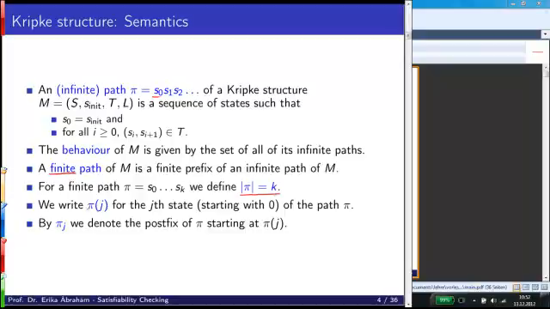Then we will use some auxiliary notation, P of j. With that we refer to the j-th state in P, and P with lower index j will mean the postfix starting at the state P of j. That means I remove the first j states from the path.